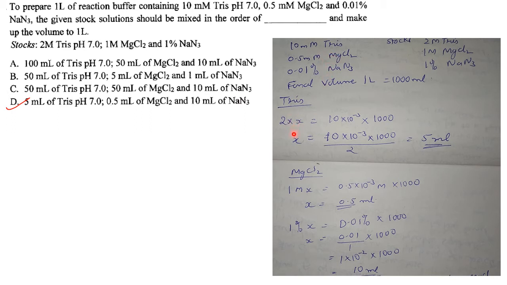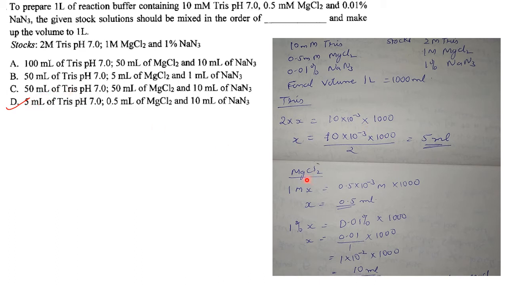So this is the equation, that is M1V1 is equal to M2V2. So 2 into X, this is the molarity of the working stock, that is 2 molar. And how much we have to take from the 2 molar to make 10 millimolar, or 10 into 10 raised to minus 3 molar into 1000, that is 1 liter. Since here in the options it is in ml, I have converted the 1000, that is 1 liter, into 1000 ml. So for the Tris we need 5 ml.